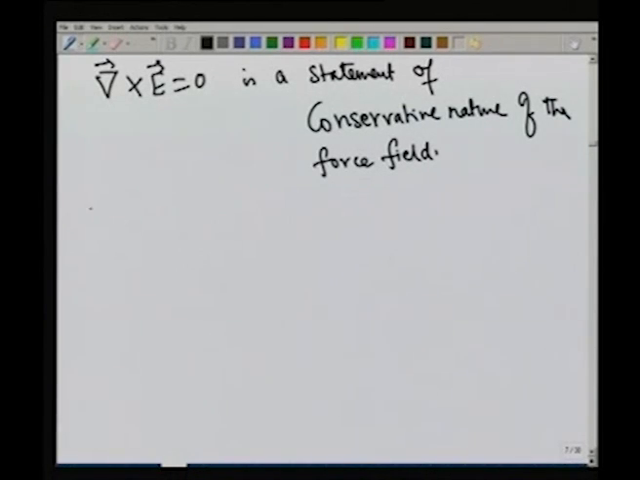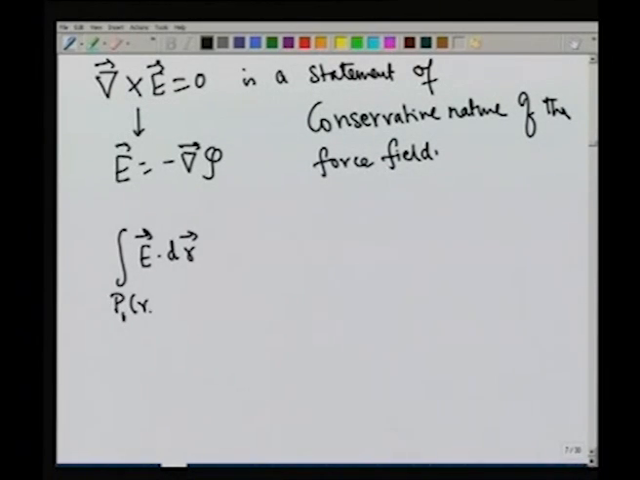The statement that you are making is that if curl of E equal to 0, that is, E is equal to minus grad phi, that is what we are writing, then I am going to calculate the line integral of this function, integral E dot dr. So, let us say that I start with a point P1 whose coordinate is r1. I go to a point P2 whose coordinate is r2 and I evaluate this curve.